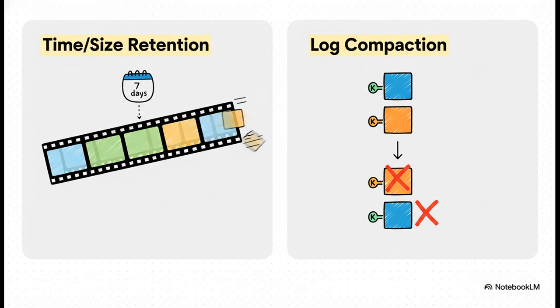First, there's simple time-based retention. You just tell Kafka, hey, keep everything for the last 7 days. This is incredible for replaying events. Imagine a new app comes online. It can literally go back in time and process a whole week's worth of data.